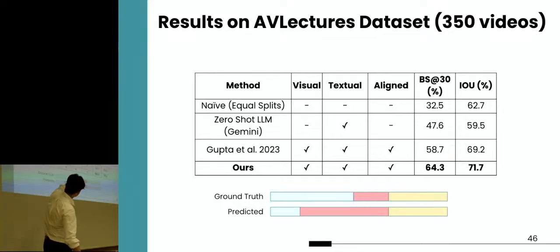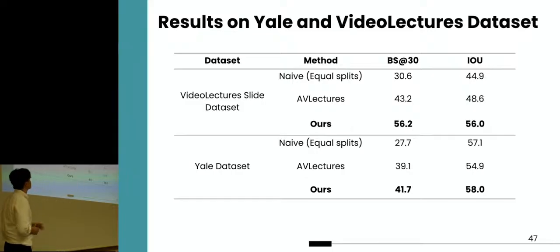So we see that we improve especially the boundary score. And this is due to the fact that we now use the transition information. And then here are 2 more results, more results on the 2 other datasets that I show you.